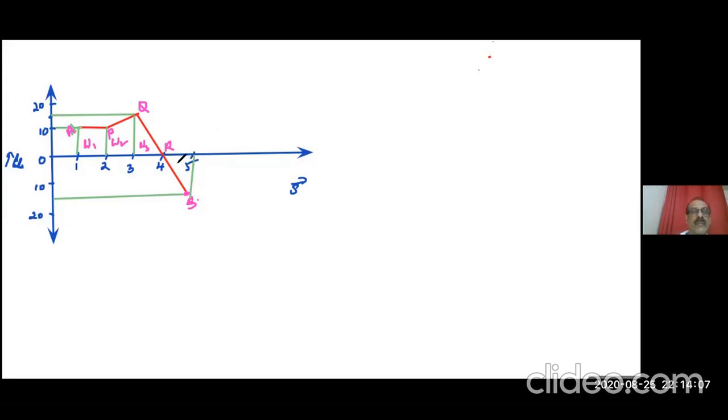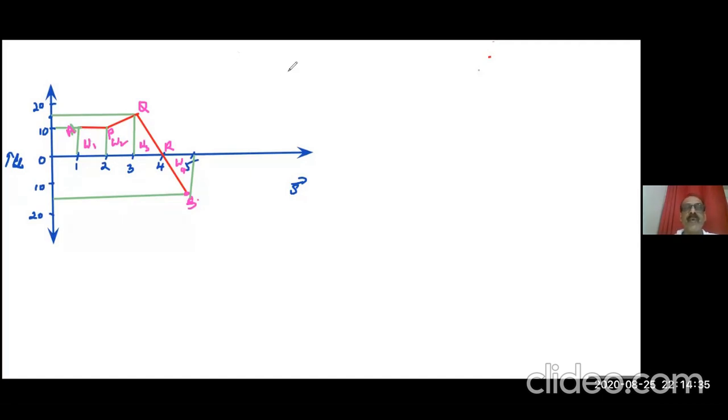Sir, actually force into displacement is work, right? So we have to calculate the slope, right? What is the concept of variable force? How did we calculate work done for variable force? Turn the page to work done due to variable force. Work done due to variable force is the area under the force-displacement graph, isn't it? That's the only concept.